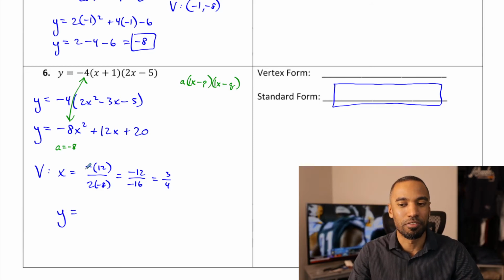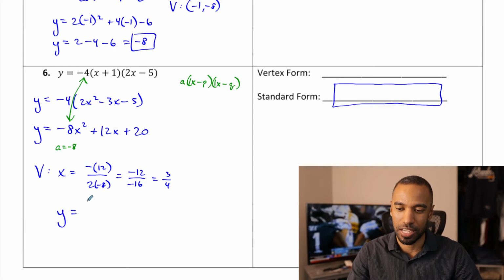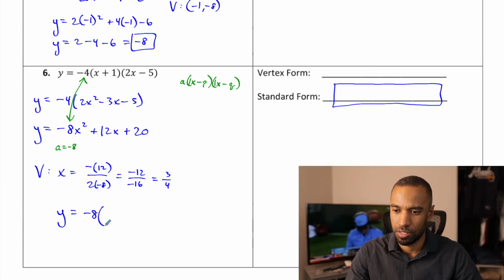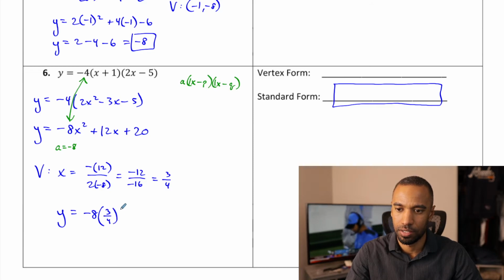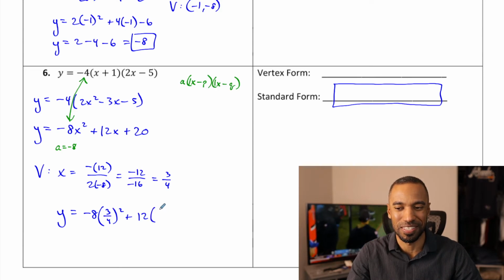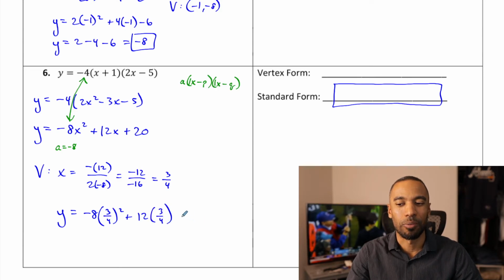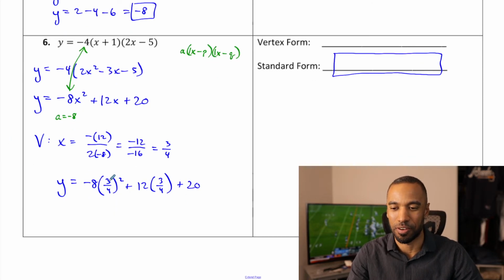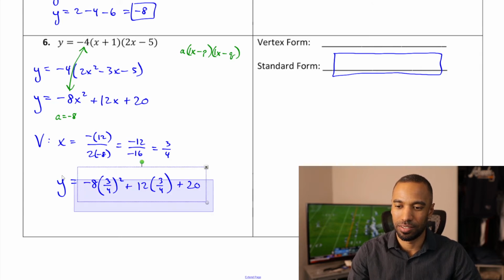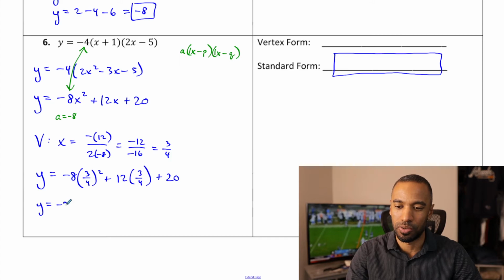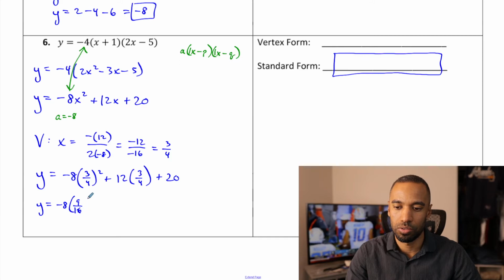So the y value of the vertex is going to be -8 times 3/4 squared plus 12. And you know what? It might be worth me stating a pattern that exists in these next steps. 3/4 squared is 9/16. So -8 times 9/16. Whoa.